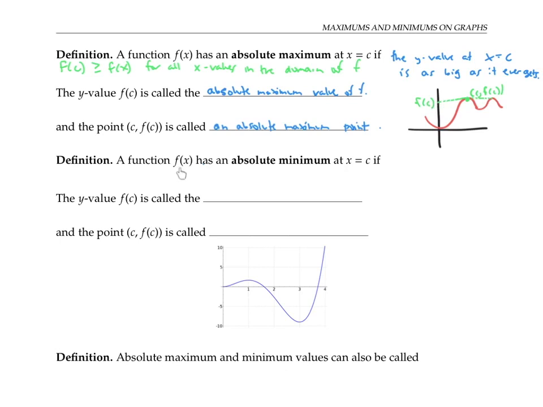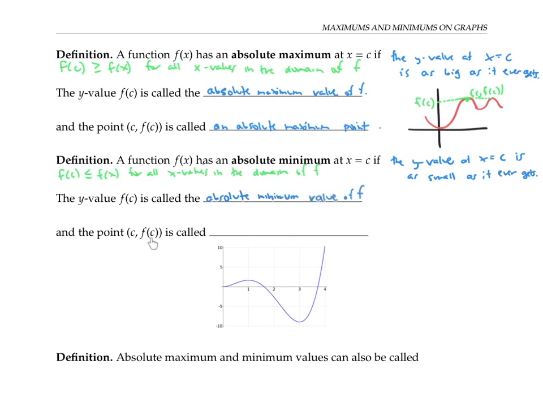A function f of x has an absolute minimum at x equals c if the y value at x equals c is as small as it ever gets. We can write this more precisely by saying that f of c is less than or equal to f of x for all x values in the domain of f. The y value f of c is called the absolute minimum value of f, and the point c, f of c, is called an absolute minimum point.